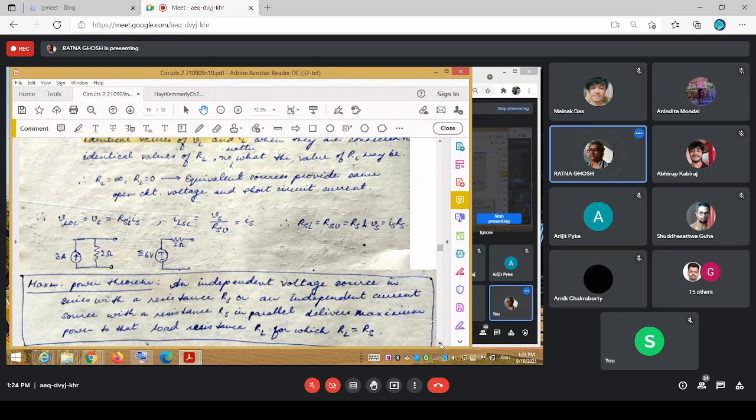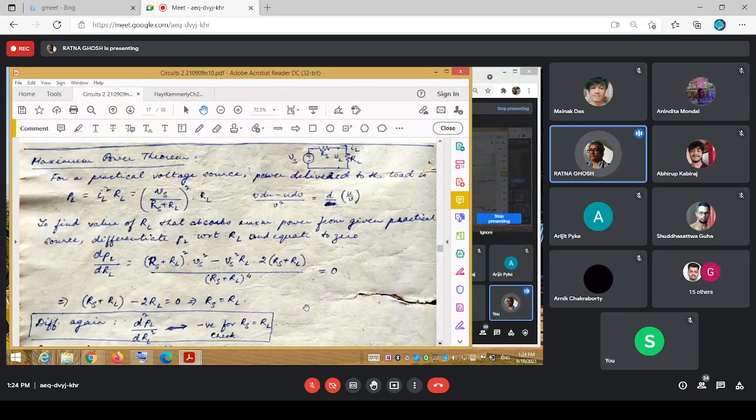Theory-wise, I don't know whether you're aware of this or not, but just to go about it, suppose we consider a voltage source with the series resistance. You could do the same for the dual circuit also and work it equivalently. So say you've got this one. In this, what would be the power delivered?